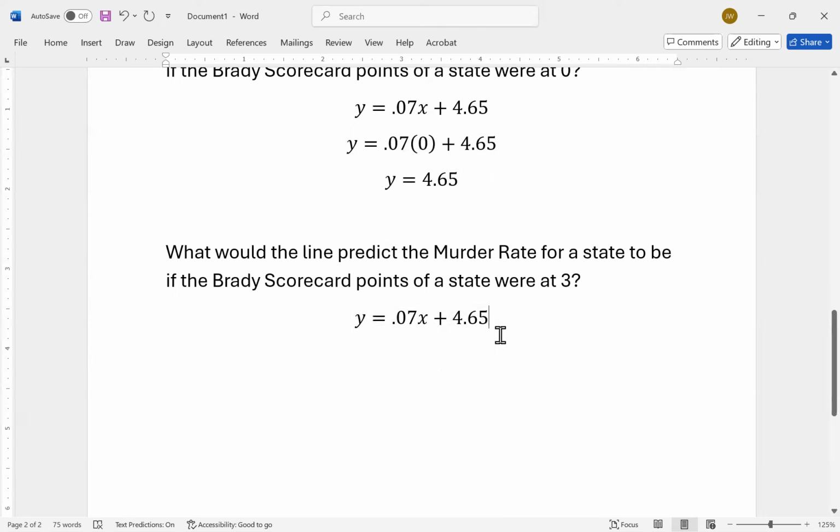Where would this line predict the murder rate for a state to be if the Brady scorecard points were at 3? Well, in a similar fashion, we'd write in a 3 for our X value and then calculate what the Y value would have to be. When I plugged that in, I got 4.86. So this line would predict a murder rate to be 4.86 if the Brady scorecard points of that state were at 3.